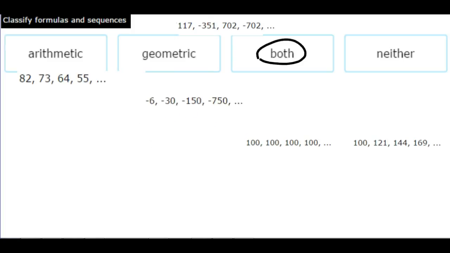Now we look at this sequence. I'm calling it a sequence just because I know that it already is. If it didn't fit into one of these categories, then it wouldn't be a sequence, it'd just be a list of numbers, because you could just have a list of numbers.